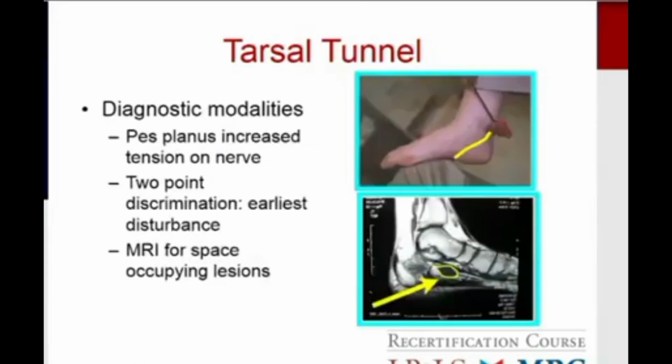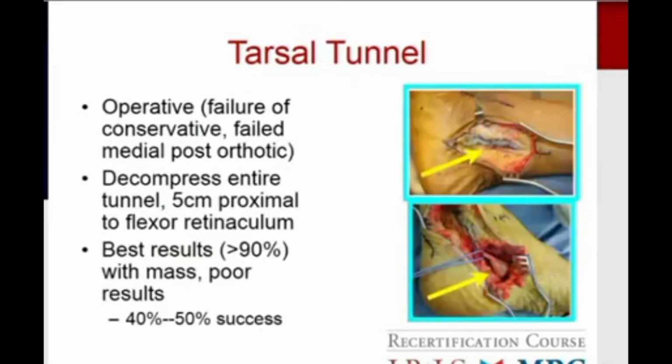The diagnostic modalities: we know that the two-point discrimination is probably the earliest disturbance that you will see in this population, so start with that first on the plantar surface of the foot, assessing both the medial and lateral plantar nerves. We know, in fact, that an MRI is appropriate in these individuals to make sure that they don't have a space-occupying lesion. We're looking for a schwannoma because they have much better results if they have nothing visible on their MRI. Operative occurs, again, for failure of conservative care.